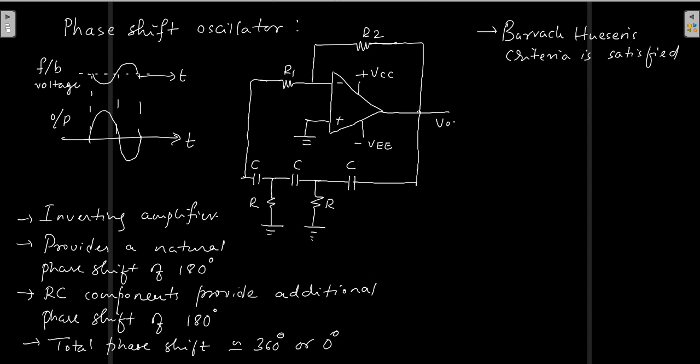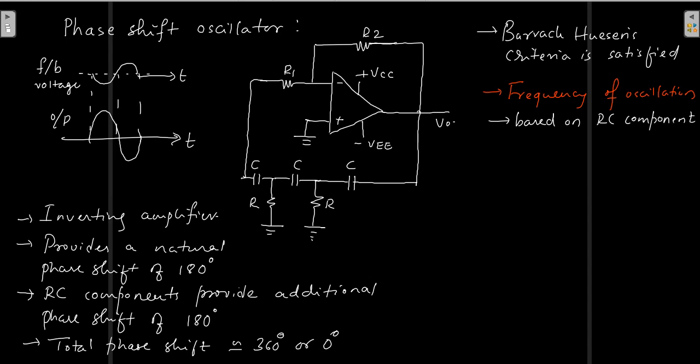So the circuit starts oscillating on its own, and the very important thing here is the frequency of oscillation. At what frequency is this circuit capable of operating or oscillating? That is decided by the values of the R and C components, based on the RC components, the frequency of oscillation.